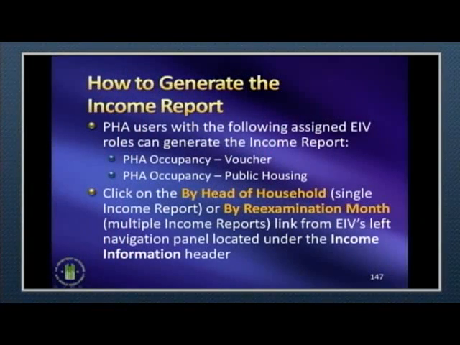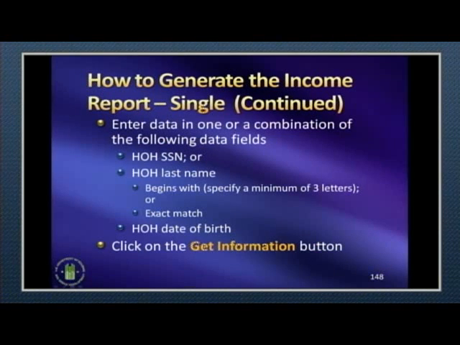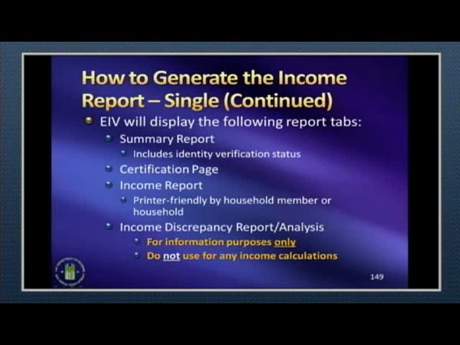Generating the EIV report is very simplistic. If you have the PHA occupancy voucher or public housing role, you will be able to generate the income report by head of household or using the by reexamination month function. Again, you'll enter in either the Social Security number or a combination of the last name, date of birth, and click on the Get Report information. And EIV is going to display for you, if you do a search by a Social Security number, it's going to have a summary report page, which includes the identity verification status.